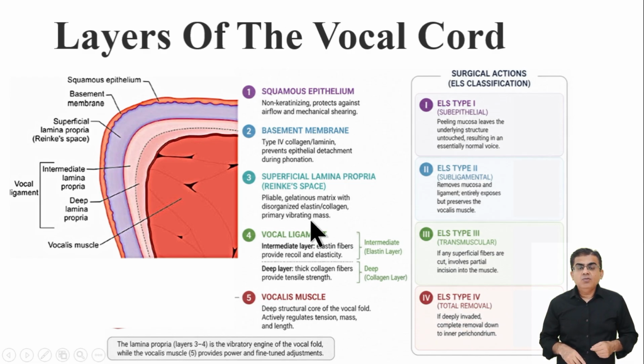Fourth is the strong vocal ligament. It contains an intermediate elastin layer for recoil and a deep collagen layer for tensile strength. Fifth is the thick vocalis muscle. This is a deep structural core that actively regulates the tension, mass and length of the vocal cord.